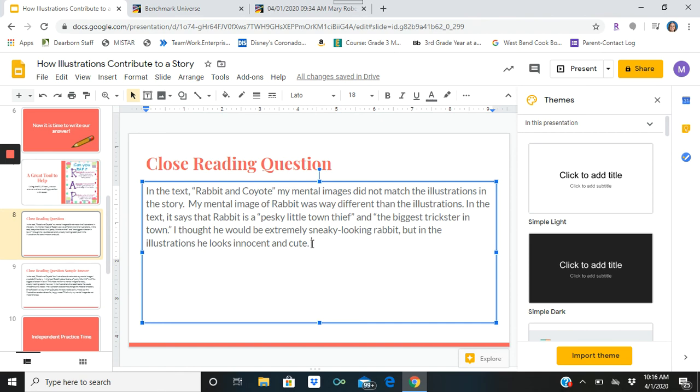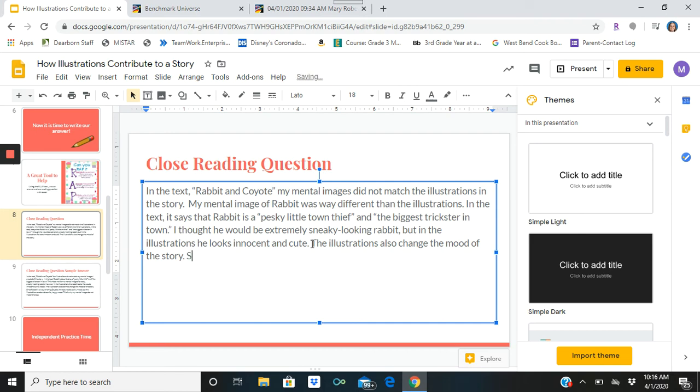So I'm going to start restating the question. I'm going to say the illustrations also change the mood of the story. Okay, so did I restate the question? Yes, now I need to do the A in wrap, which is answer the question.